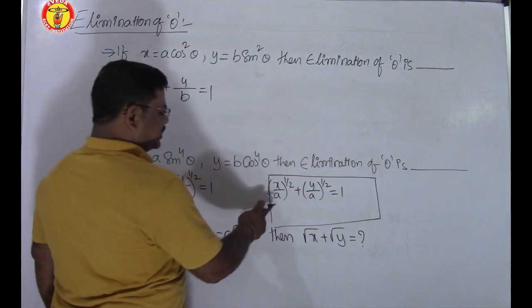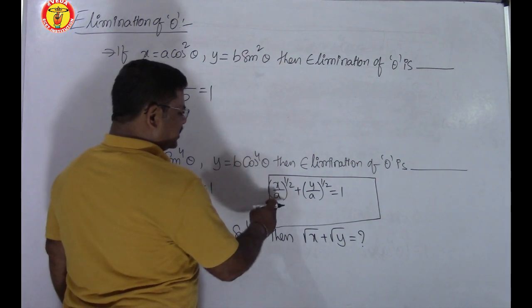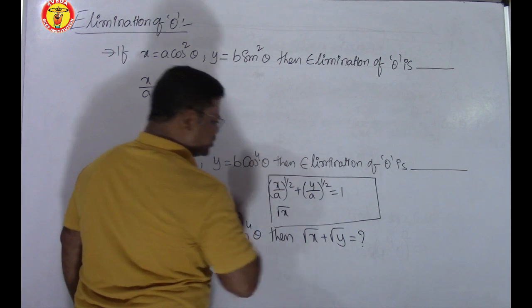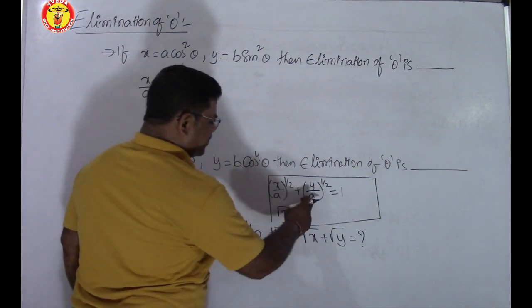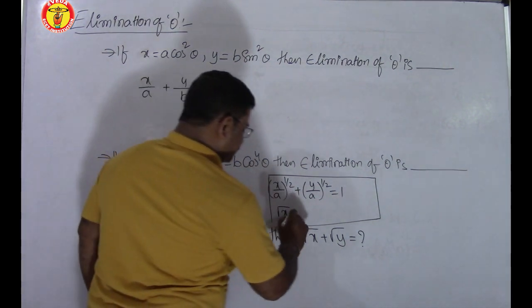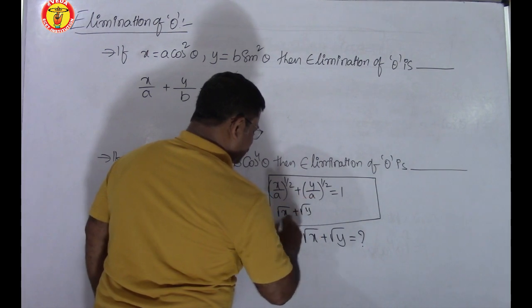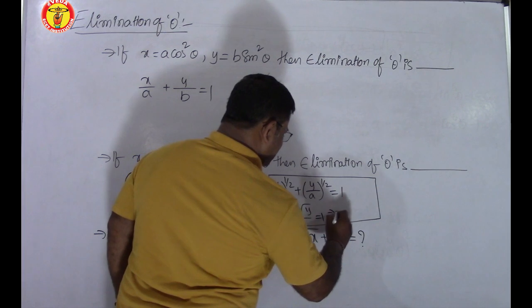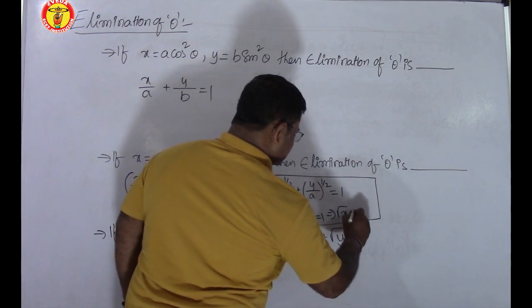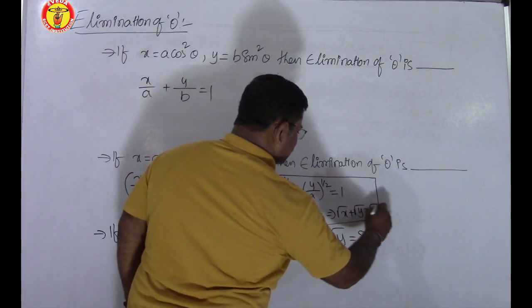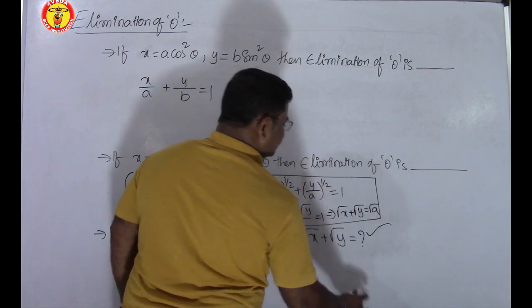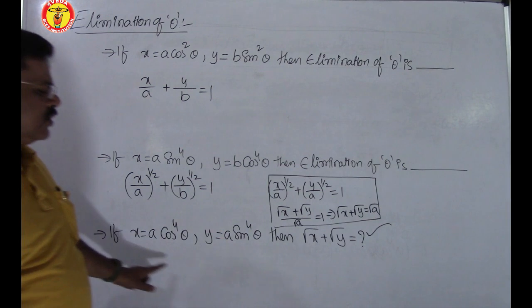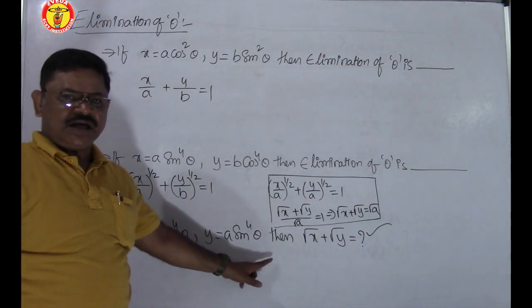That means for any function, power 1 by 2 means it is enclosed within the square root. And what is the LCM of both? Root over x plus root over y, whole divided by root over a, which is equal to 1. That implies root x plus root y is equal to root a. Now for this problem, the answer is root a. Like this, we have to eliminate theta from the given problem.